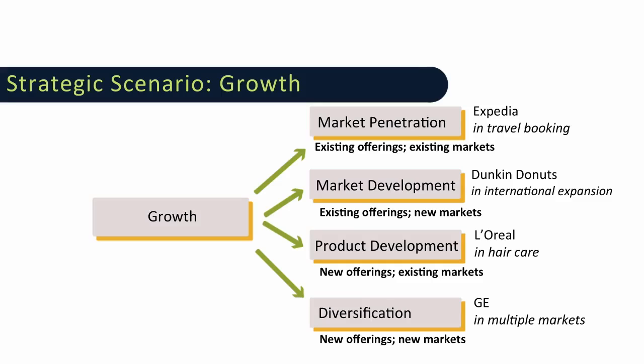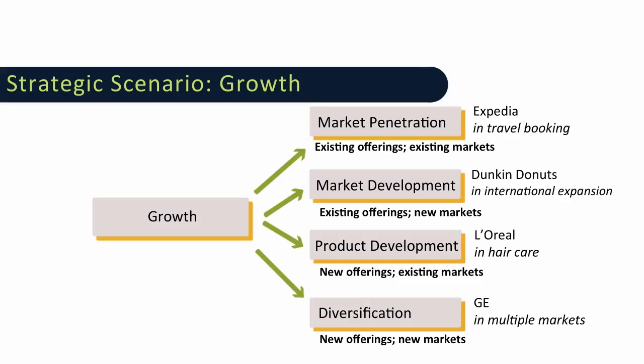In market development, companies grow by increasing sales of existing offerings to new markets. For example, Dunkin' Donuts expanded geographically to increase its sales. In product service development, companies grow by increasing sales of new products and services to existing markets. For example, cosmetics maker L'Oreal markets multiple types of hair color products to customers.